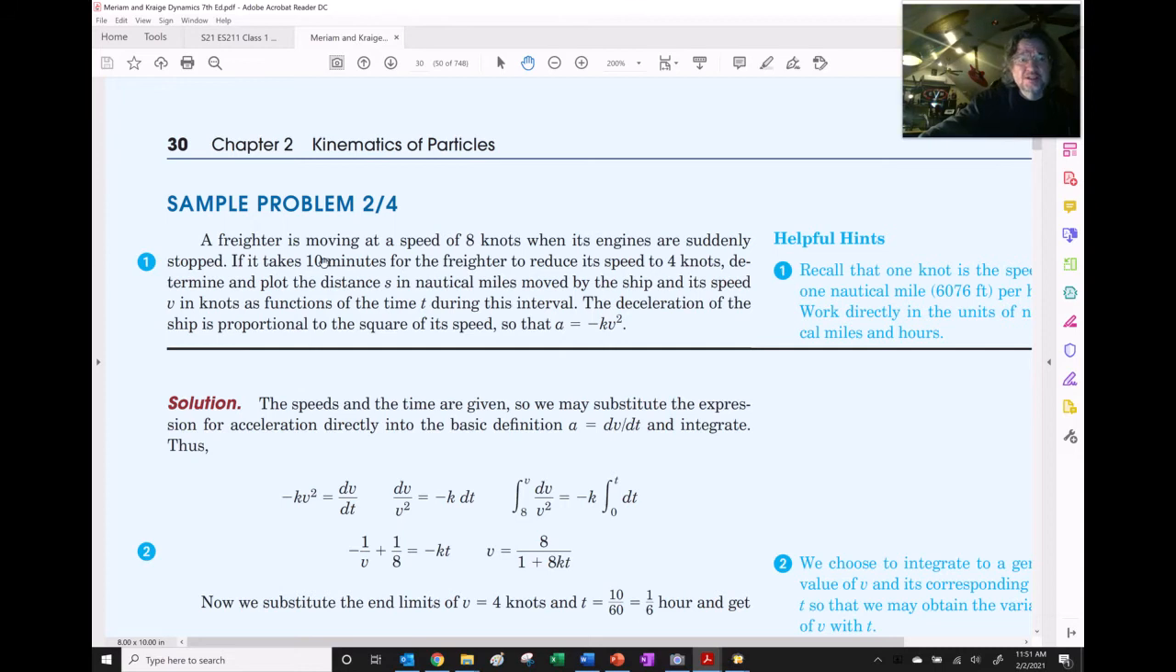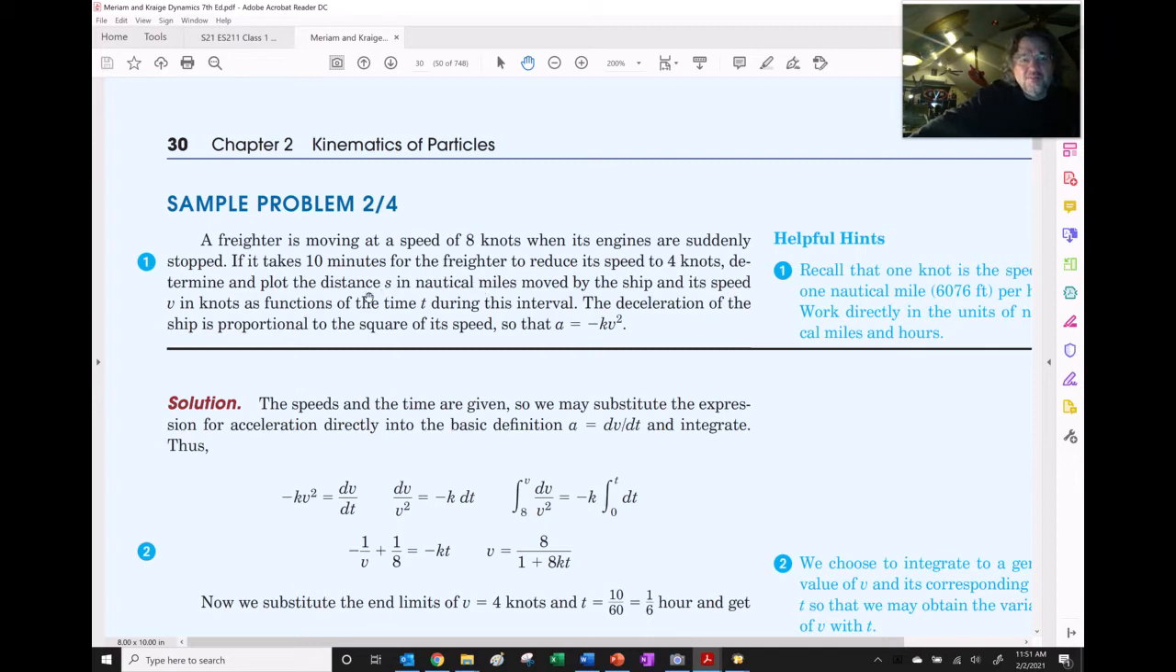You can see this is the sample problem where the freighter is moving at 8 knots when its engines are suddenly stopped, and it takes 10 minutes for the freighter to reduce its speed to 4 knots. So these are things that you could actually measure. That's one of the reasons why I liked this example. But it is not necessarily intuitive. You have to go through a couple of different steps to get here.